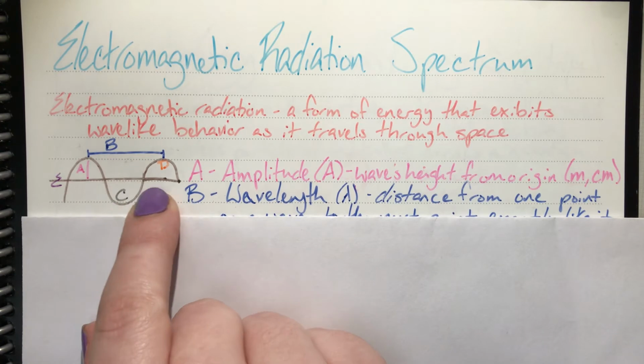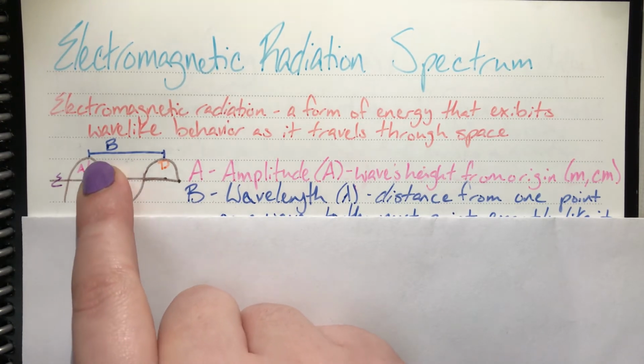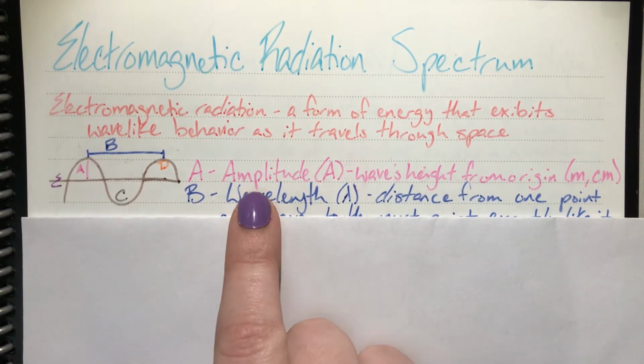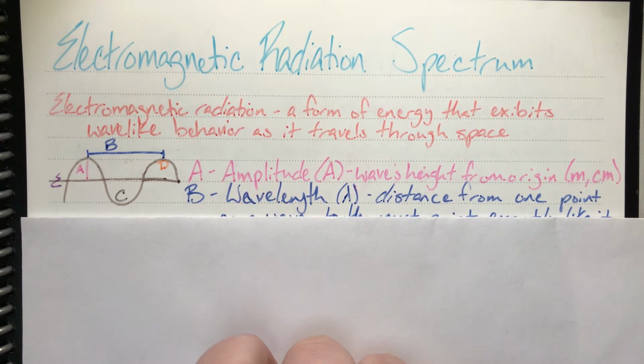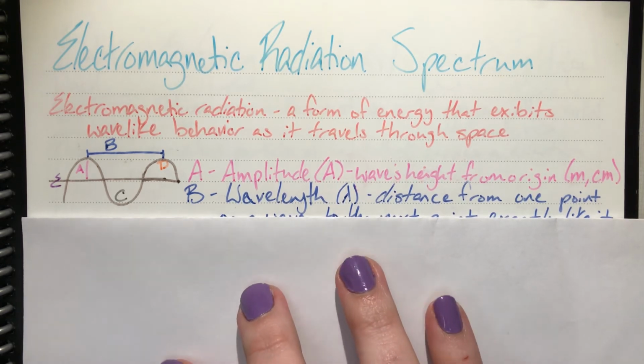From this center line to the top of the wave is labeled as A, which stands for amplitude. The amplitude is going to be the height of the wave from the origin. Amplitude is measured in length units, such as meters or centimeters.